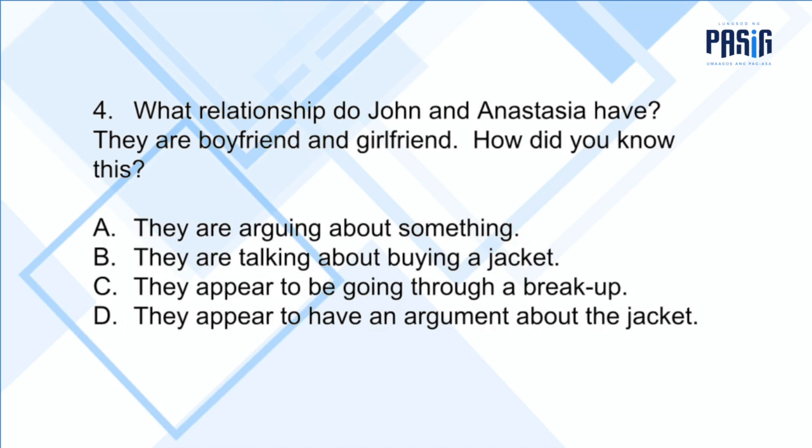Question number 4. What relationship do John and Anastasia have? If you say they are boyfriend and girlfriend, you are correct. But how did you know this? Is it because letter A, they are arguing about something? Letter B, they are talking about buying a jacket? Letter C, they appear to be going through a breakup? Or letter D, they appear to have an argument about the jacket?